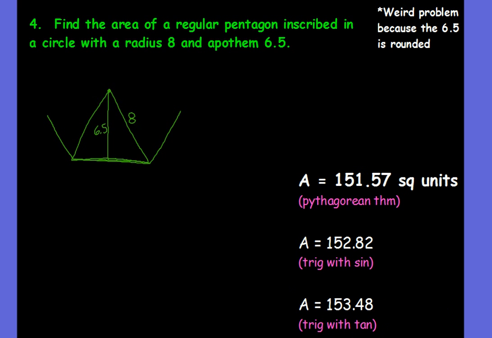Okay. Kind of weird how I have a few different answers. If you did Pythagorean theorem, you get this. If you did trigonometry with sine, you get this. And trig with tangent, you get this. I don't like that all these answers are a little bit different. I mean, they're pretty close, but they should be the same or very, very close to the same. So this was kind of a weird problem. And I think that's because this apothem, whoever made this problem, is rounded. It's not exactly 6.5, so that affects your answers over here a little bit.